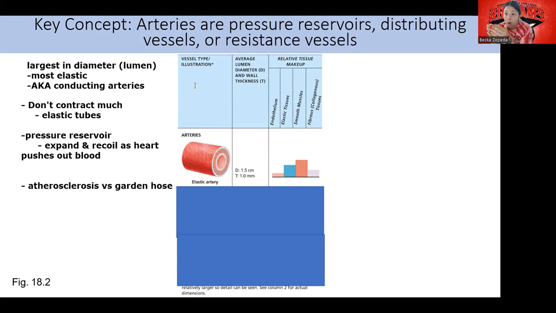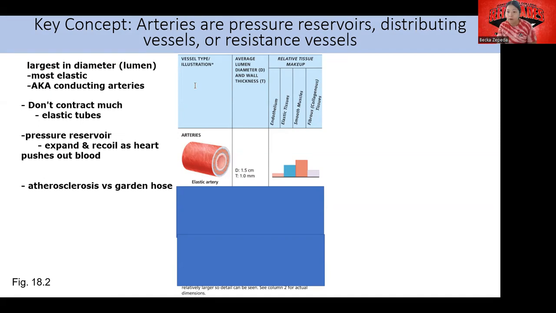And so they're not experiencing that expansion and that recoil, so the blood is not being pushed forward like it should. And if the blood is not moving along as it should, that means that the heart is going to have to compensate by contracting and pumping out that blood even more forcefully to keep that blood moving. Okay, so atherosclerosis is just like with a garden hose.